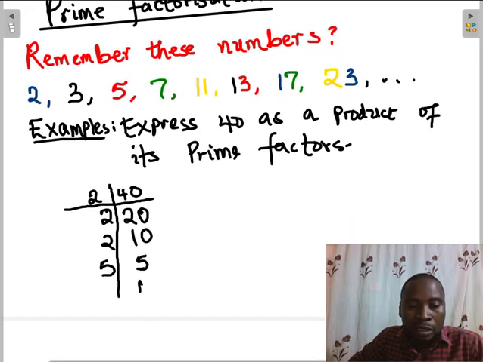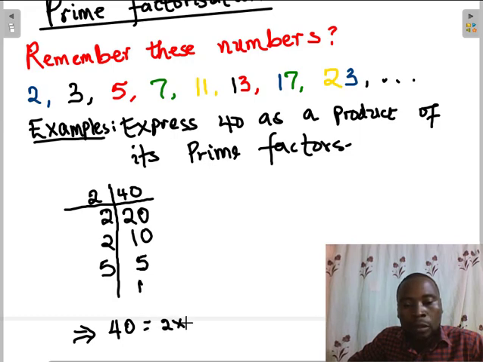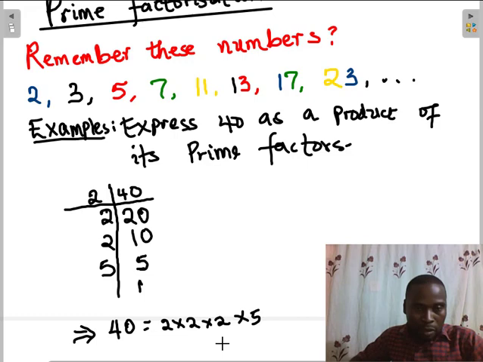So this means that we can write 40 as 2 times 2 times 2 times 5. What have we done here? We have ended up expressing 40 as just some prime numbers multiplying themselves.